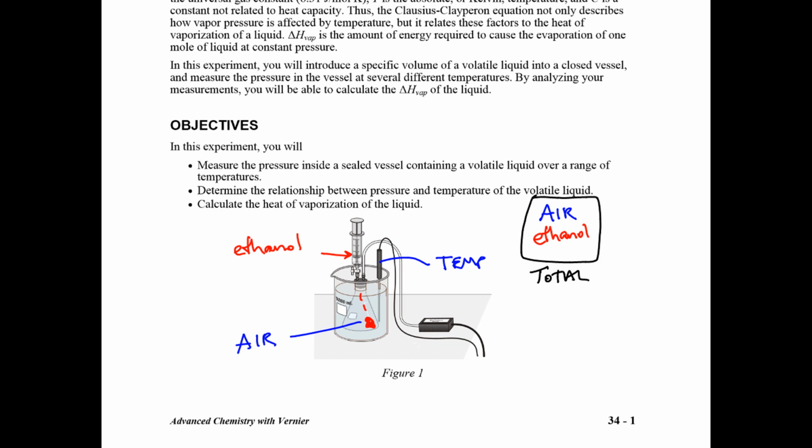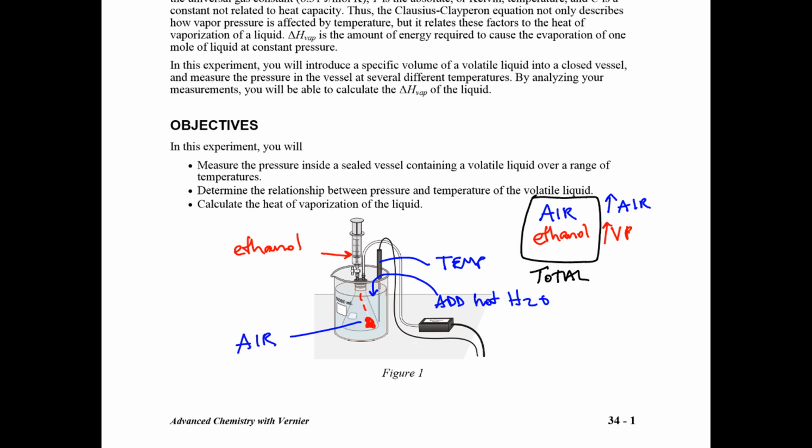Now what you're going to do is add hot water into the beaker, and that's going to make the temperature go up. Now as the temperature goes up, so will the vapor pressure of the ethanol go up as well, because more of it will evaporate. However, the air pressure will also go up because remember, when you heat up a gas, its pressure will increase.